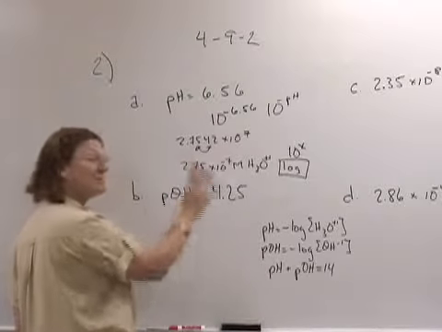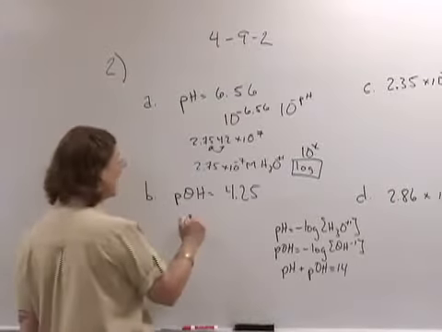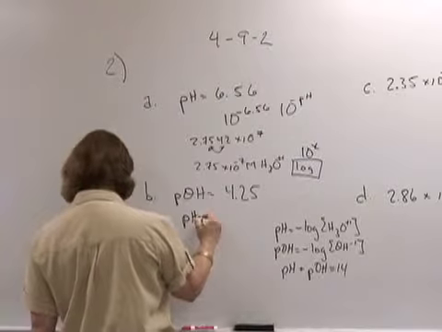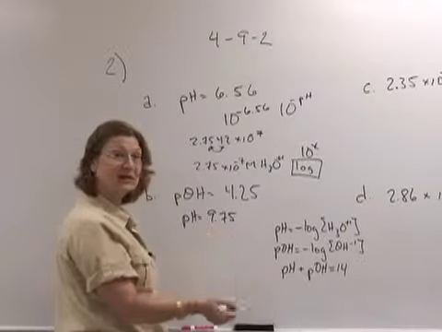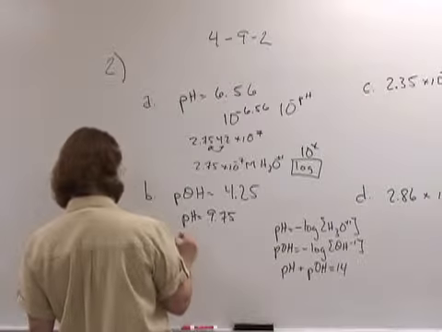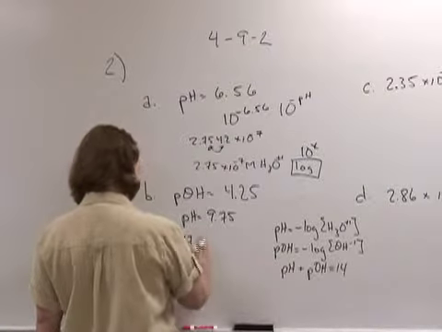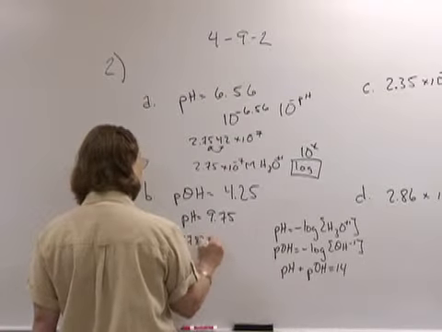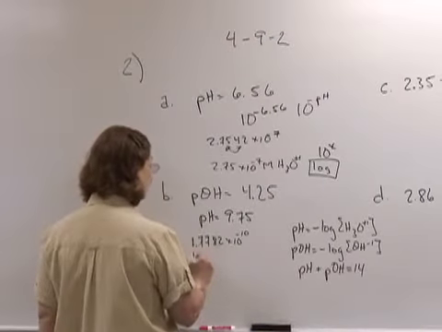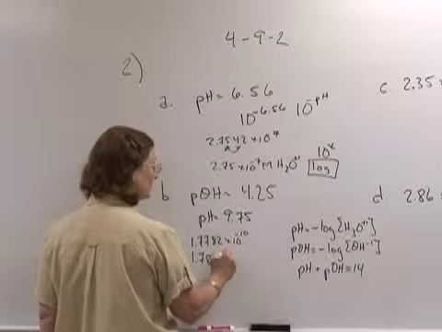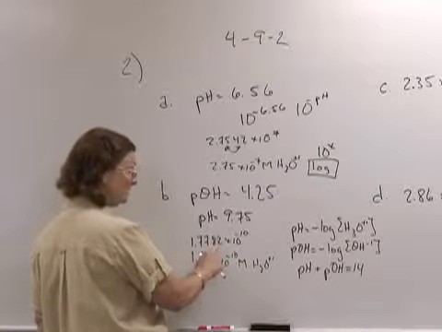Now in the second case, we have a pOH. Because I need to get the hydronium ions, I'm going to go ahead and subtract it from 14 to get the pH. And the pH is equal to 9.75. Then I make it negative and take the inverse log. And I get 1.7782 times 10 to the minus 10. Then I round it to the hundredths place. 1.78 times 10 to the minus 10 molar hydronium ions, because the 8 rounded the 7 up.